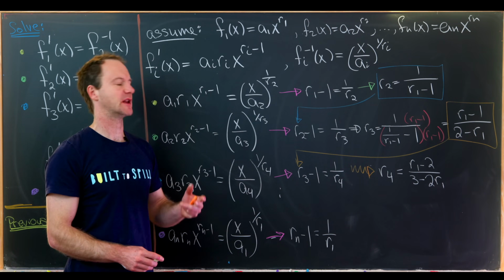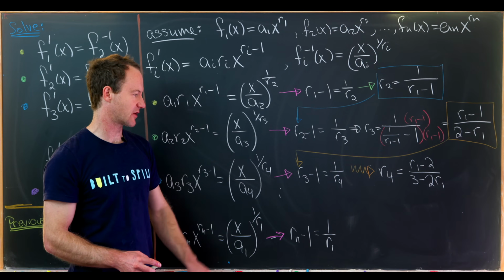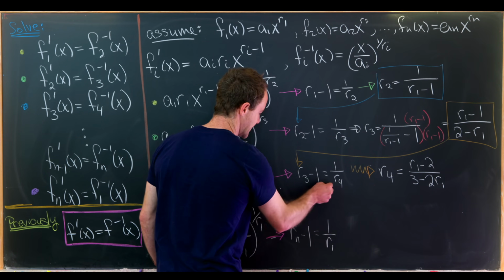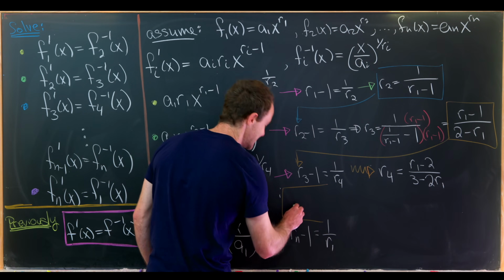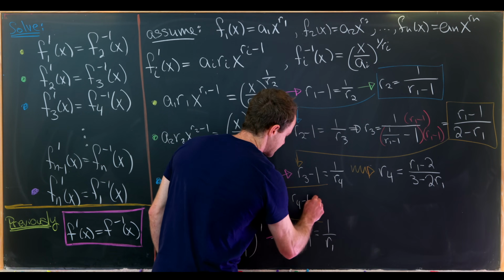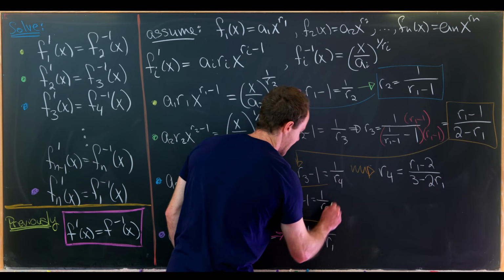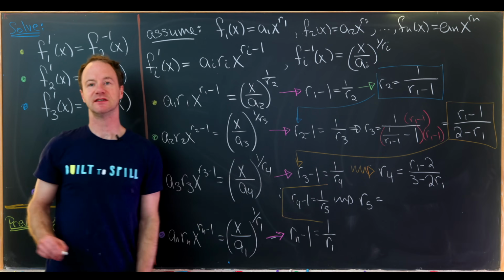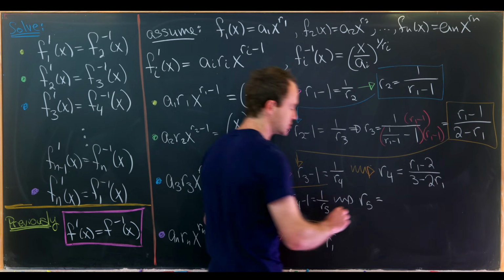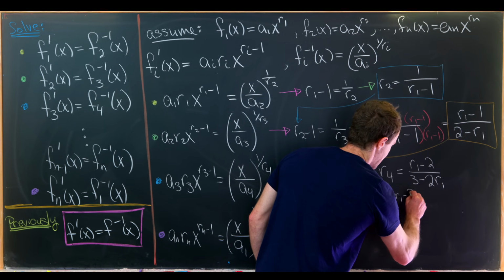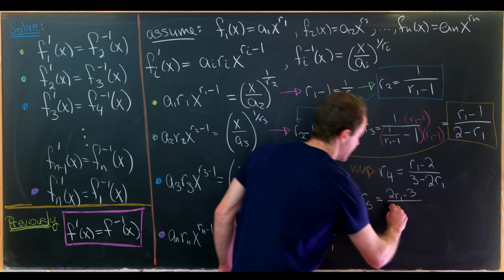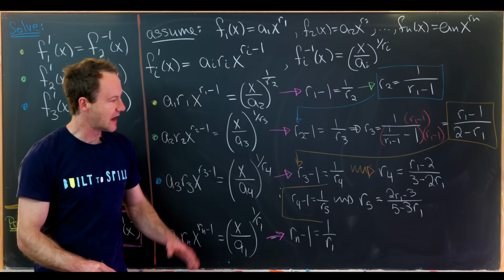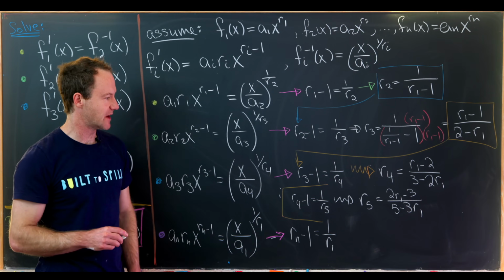So let's look at the next one. And again, I won't go through the explicit calculation, but it will involve plugging this R4 into the appropriate equation, which in this case is R4 minus 1 equals 1 over R5. So that's going to lead us to see that R5 is indeed equal to 2R1 minus 3 over 5 minus 3R1. Now I think things are shaping up.